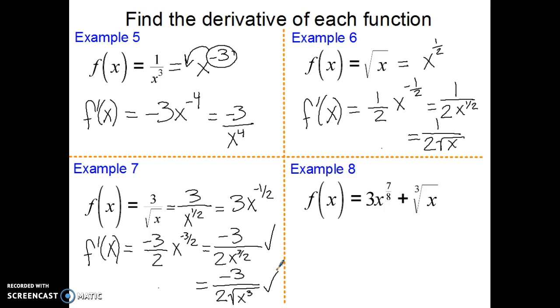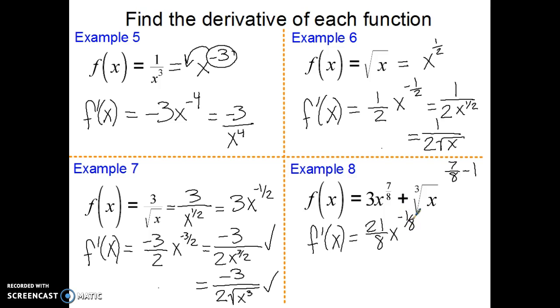We're almost to our last example. In this case, we have some weird exponents going on. We have 3x to the 7/8. So I can apply the power rule immediately here for this part. 3 times, I'm bringing that 7/8 out front, 3 times 7/8 is going to give me 21/8 times x to the, well, 7/8 minus 1 is going to be the same as 7/8 minus 8/8, which is going to give us -1/8.